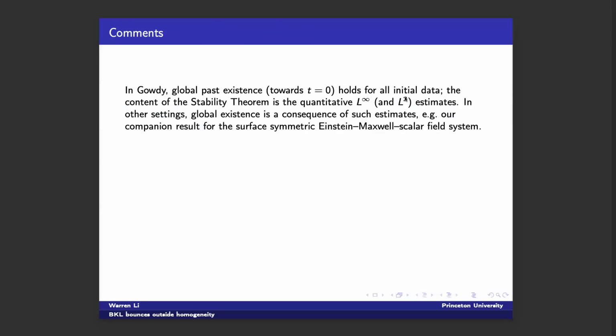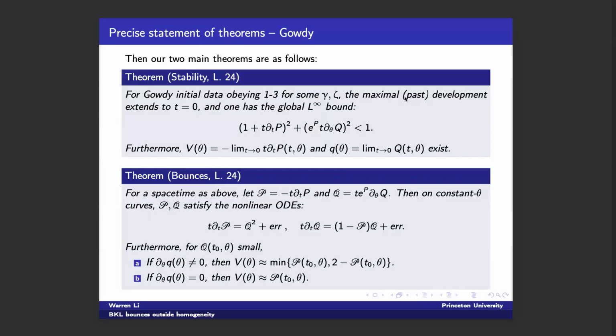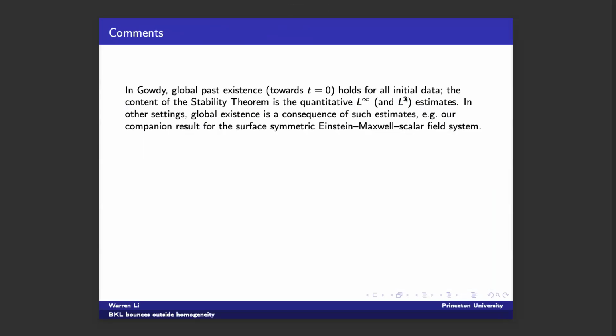So let me make some comments. In the class of Gowdy spacetimes, understanding that the solution exists, what I call global existence, meaning the solution exists all the way to the singularity, is true for free because of that geometric structure I told you about earlier. The real content of the first theorem is about the quantitative estimates. It's about saying that I can propagate them. In other settings, getting global existence is really part of the problem, and it would be derived as a consequence of propagating such estimates.